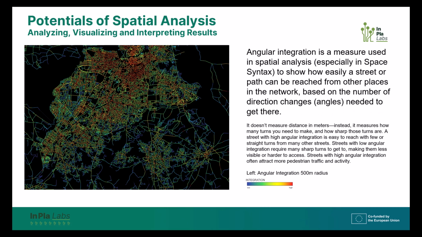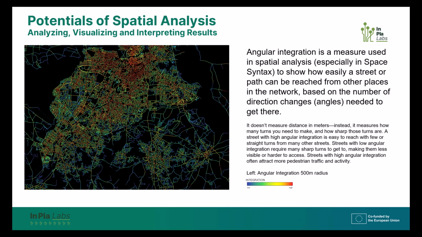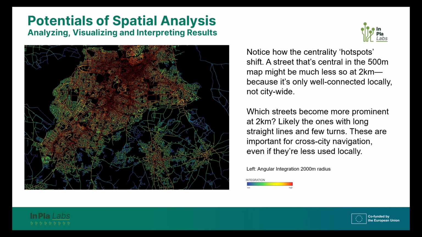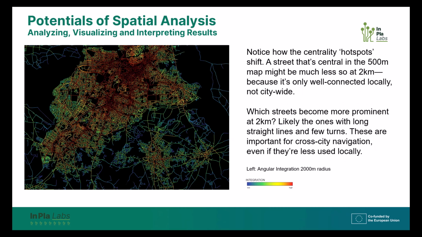However, what tends to happen is that streets that are central at different scales, and you can see this as well, for example, the center of the city becomes more red in the second map, even though you already see that it is central and well integrated in the previous map.